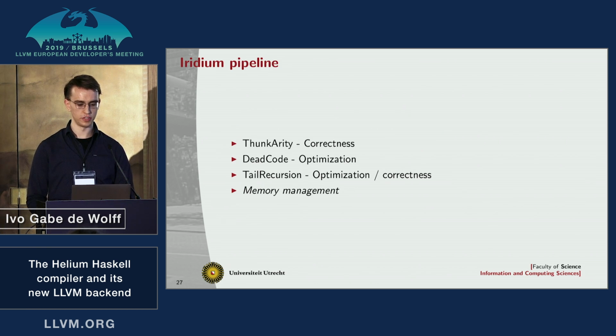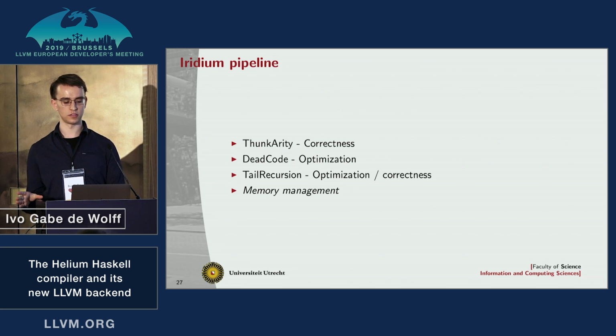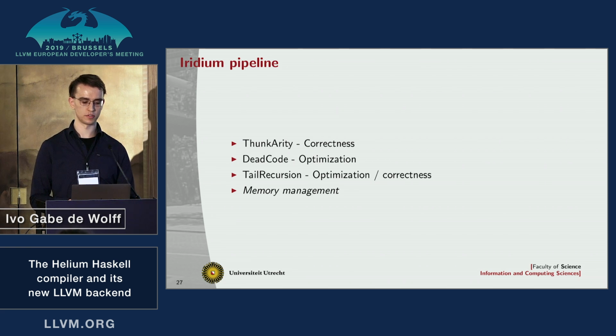Then the pipeline of Iridium is as follows. We first have a pass thunk arity, which will ensure that we do not oversaturate calls in a thunk. So we could have passed too many arguments to a thunk. And what we will then do is create two thunks, where the first one contains all required arguments, and the second one contains the remaining arguments.